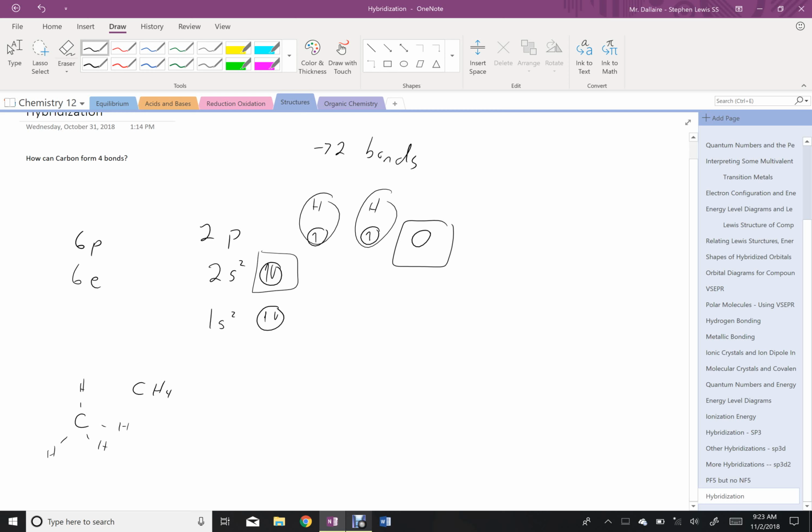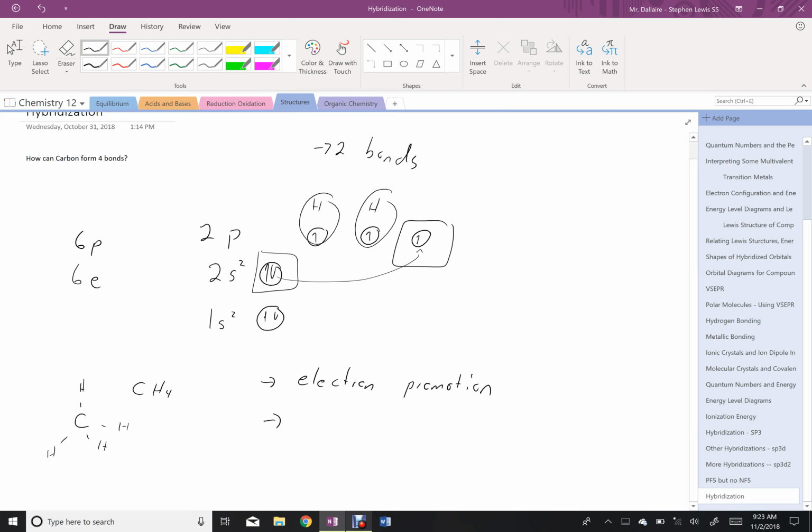So how does it change such that it's prepared to form 4 bonds? Well, 2 processes happen in hybridization. 1, electron promotion. This is when an electron might be moved from a lower energy level to a higher energy level to make space to form the number of bonds that the atom wants to form.